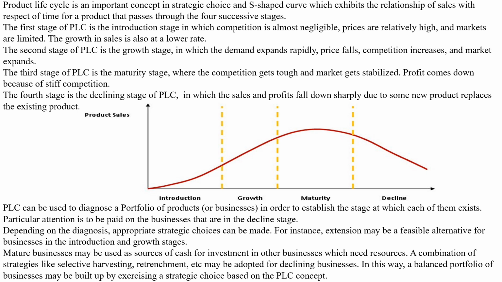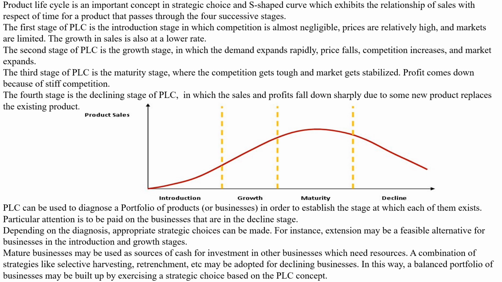And in fourth stage, that is declining stage, sales and profit both fall down sharply as some new product replaces the existing product. PLC can be used to diagnose a portfolio of products or businesses in order to establish the stage at which each of them exists. Particular attention is to be paid on the businesses that are in declining stage. Depending on the diagnosis, appropriate strategic choice can be made.